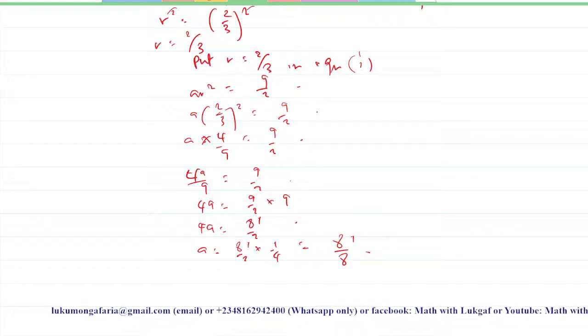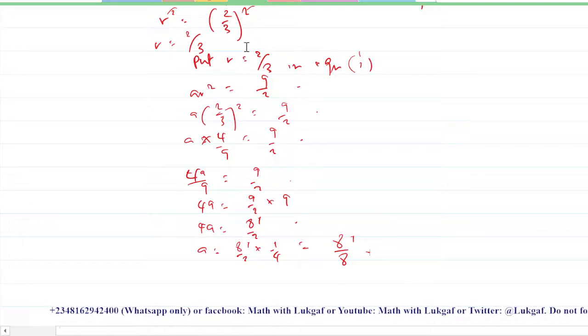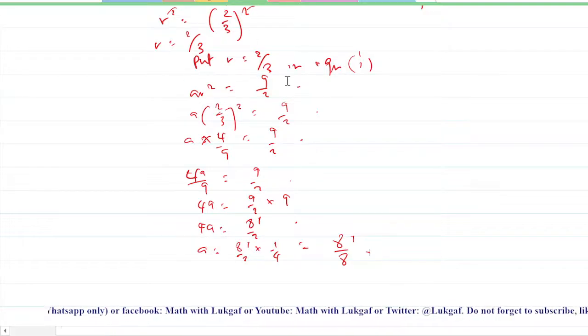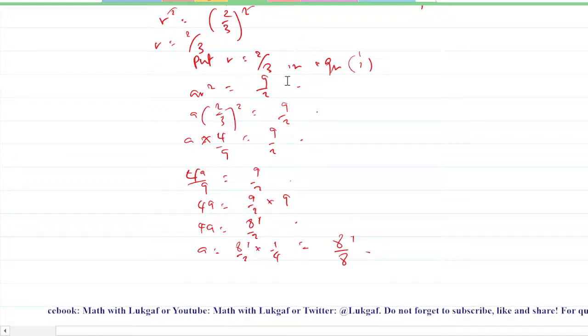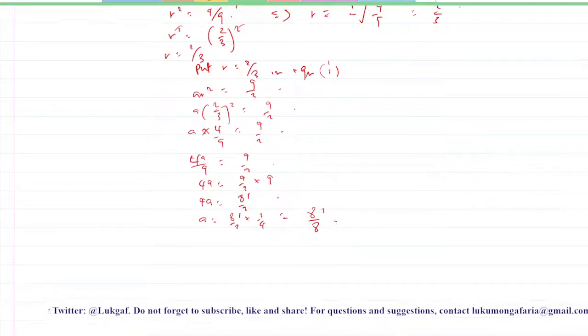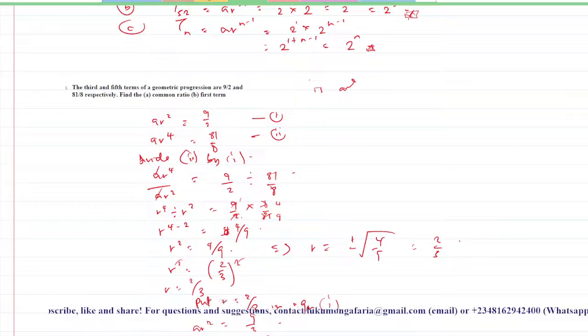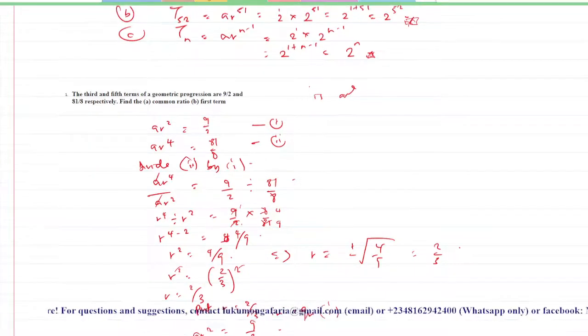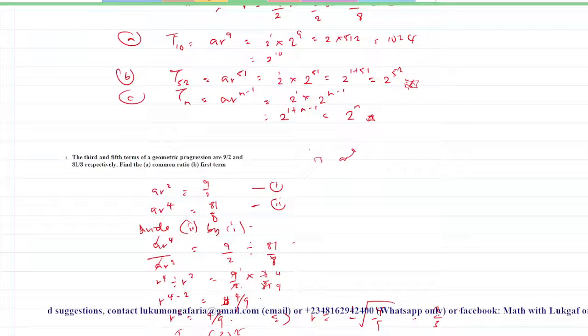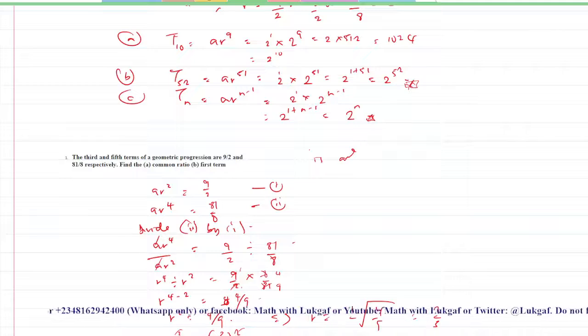I think I've made a mistake. Let's check very well. When you substituted the value of r, did we get 2 over 3 or 3 over 2 here? Let's check very well. Okay. I think we've made a mistake. Yeah, so a r raised to power 4 is equal to 9. Oh, I made a mistake.